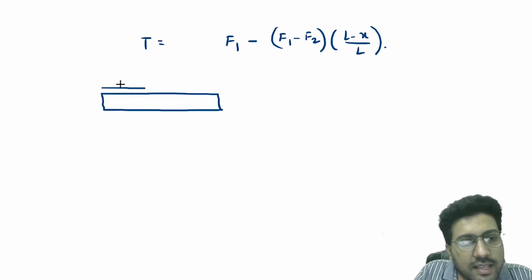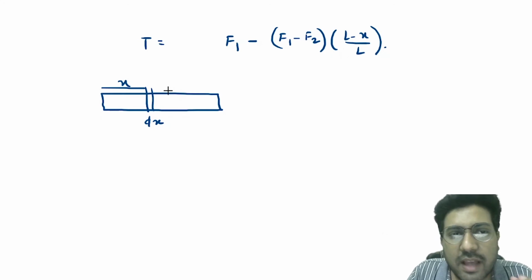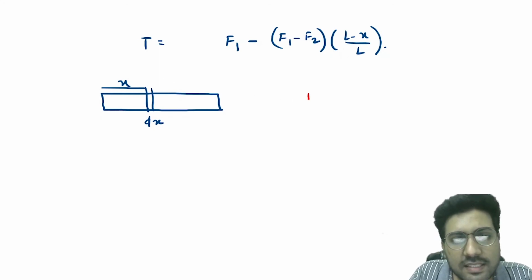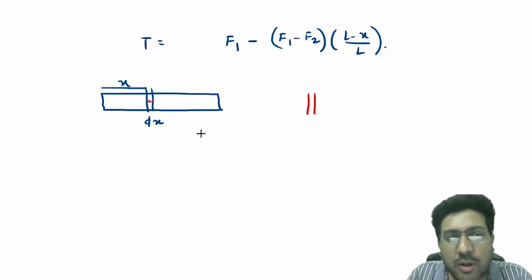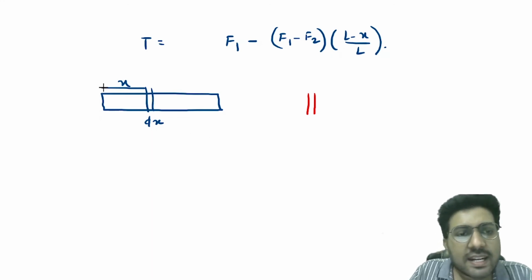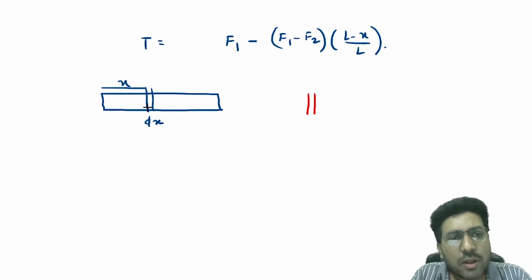At a distance x, we will take an element of width dx and we will concentrate only on this element for now. This element has a tension T. Because the thickness is so small, we will assume that the tension at every point is the same. Why? Because dx is very small. So the tension at x is equal to the tension at x plus dx.